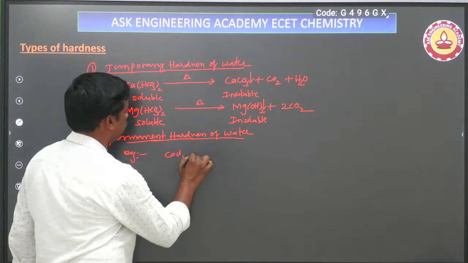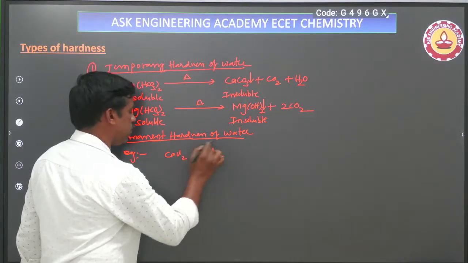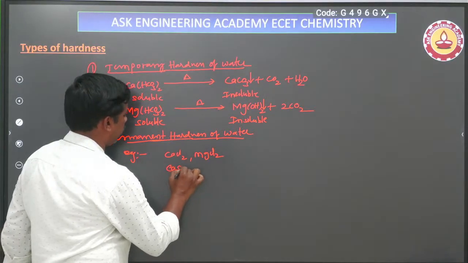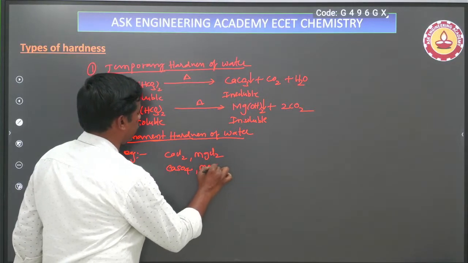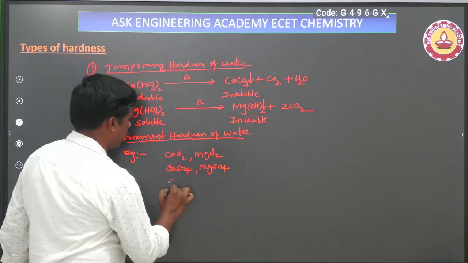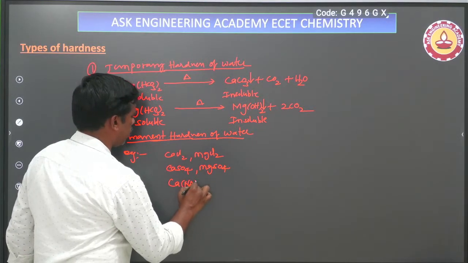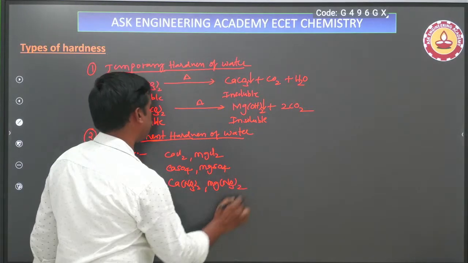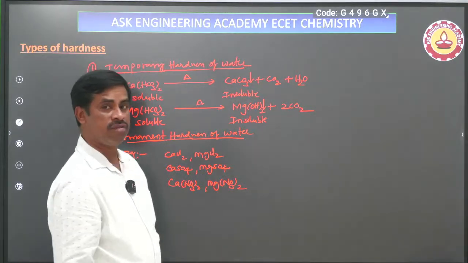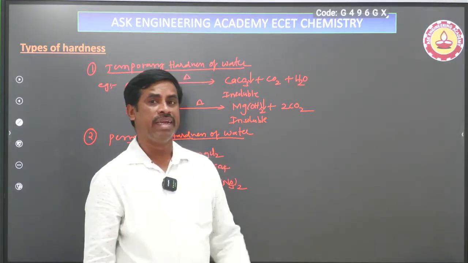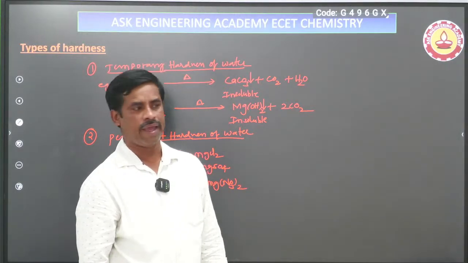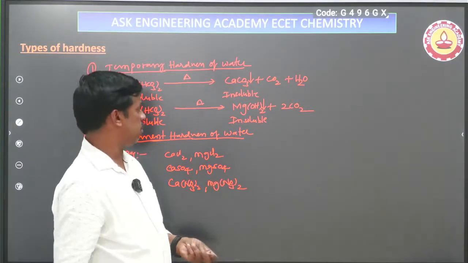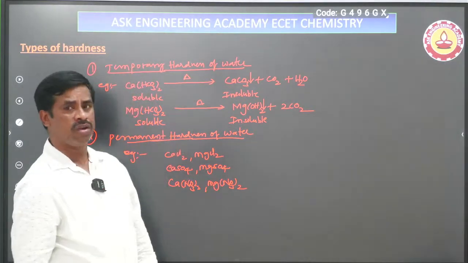Calcium chloride, magnesium chloride: these produce permanent hardness. Calcium sulfate, magnesium sulfate, next calcium nitrate and magnesium nitrate, etc. produce permanent hardness. Permanent hardness cannot be removed by boiling. It can be removed by specific methods like the ion exchange method, permutit process, lime soda process, etc. This is about the types of hardness of water.